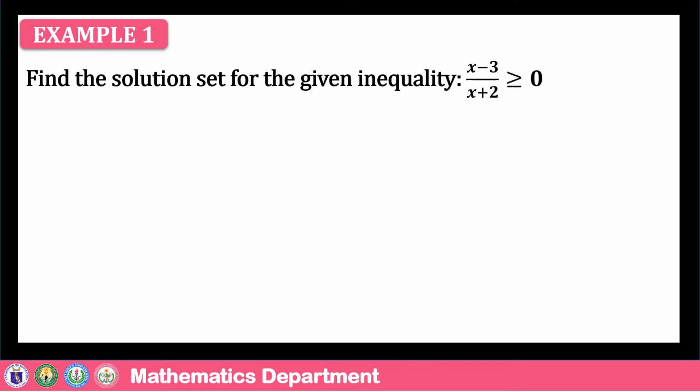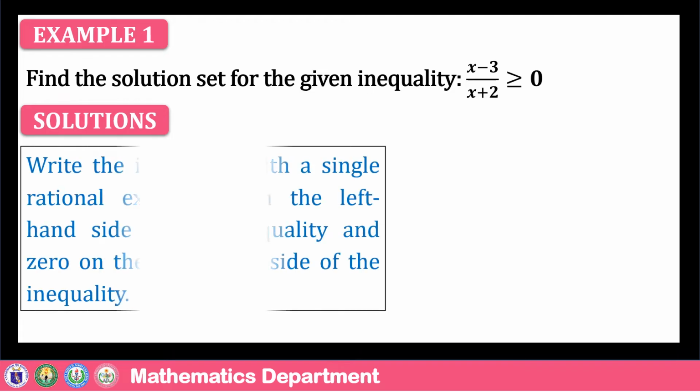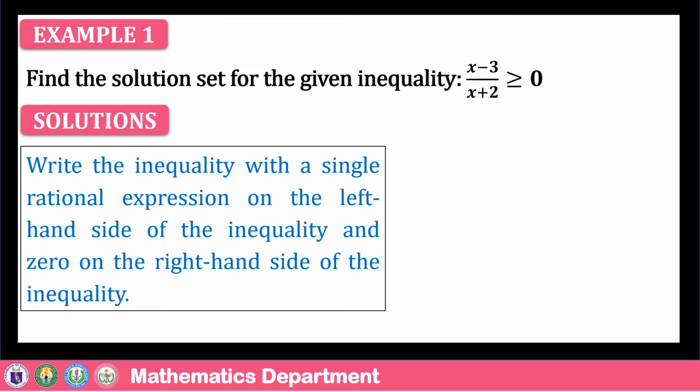For our example number 1, find the solution set for the given inequality x minus 3 over x plus 2 is greater than or equal to 0. Now for our solution, we'll just follow the steps that I mentioned a while ago. So first, we write the inequality with a single rational expression on the left-hand side of the inequality and 0 on the right-hand side of the inequality.